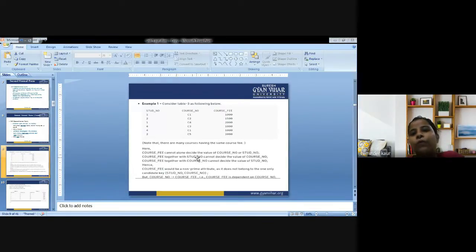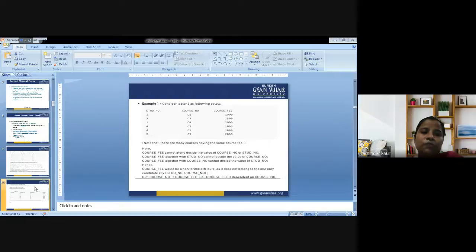Course fee cannot alone decide the course number or the student number. Course fee together with the student number cannot decide the value of course number. Course fee together with the course number cannot decide the value of student number. So what we have concluded is that course fee would be a non-prime attribute, as it does not belong to the only candidate key, that is student number or course number. But course fee is dependent on course number.